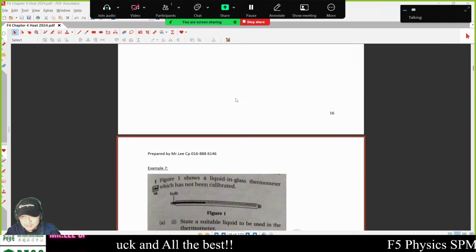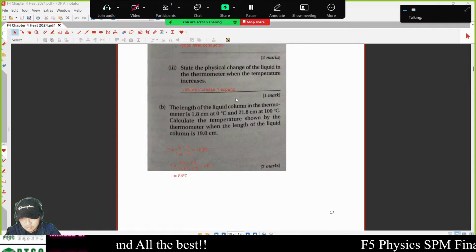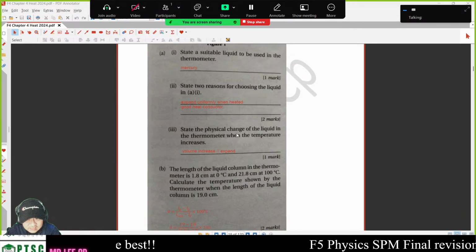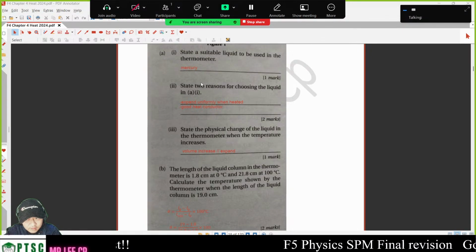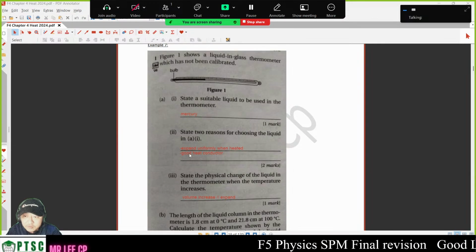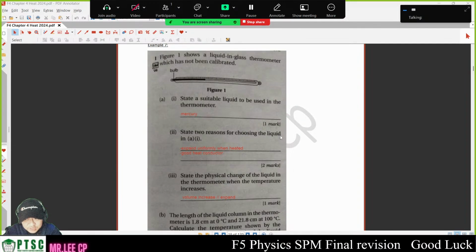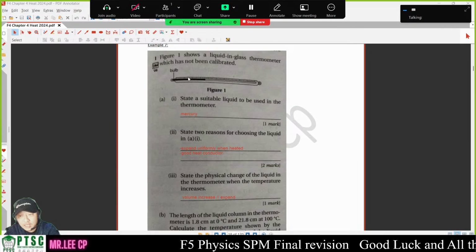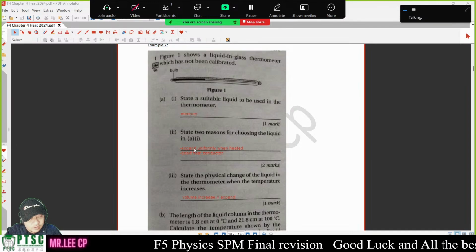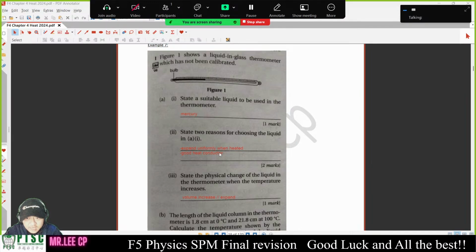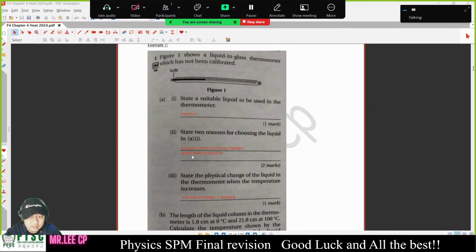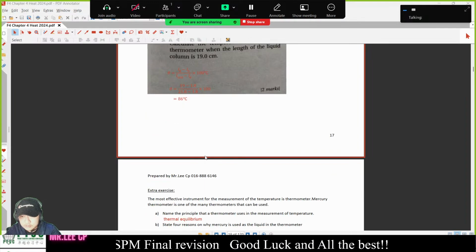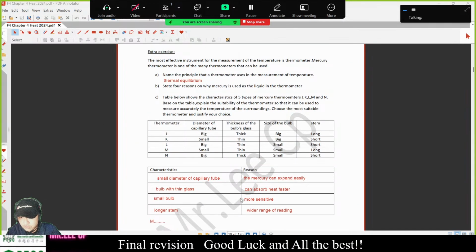The others, I don't think are important, so I will skip. Now, make sure you know how to state the physical properties. Sometimes they will ask you to state the reason for choosing mercury. Why are you using mercury? You always use this one, the best one: it expands uniformly when heated. So you need to know how to do this kind of question.